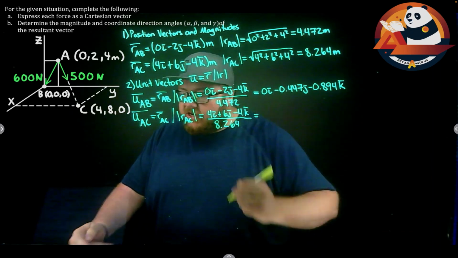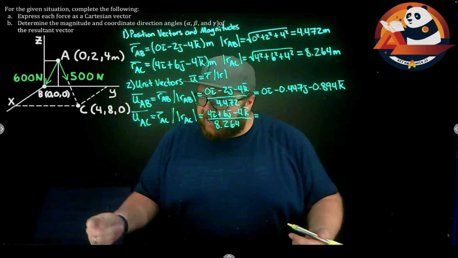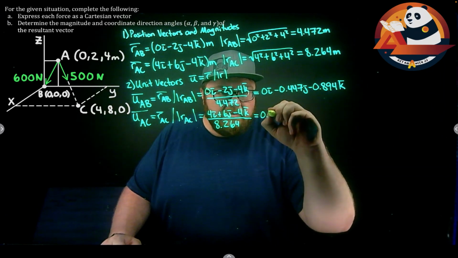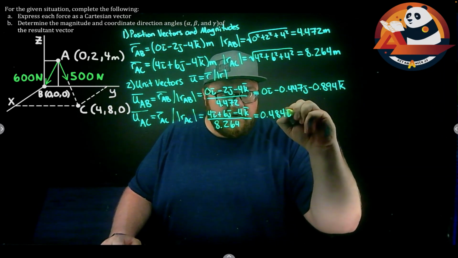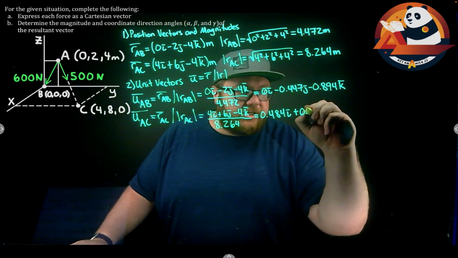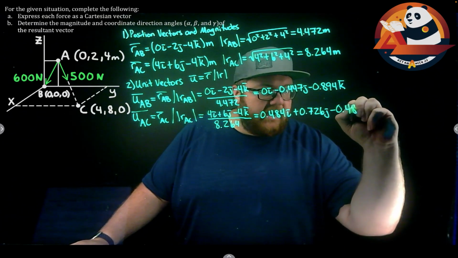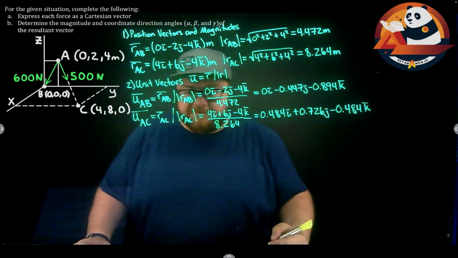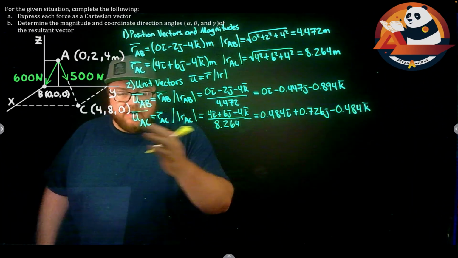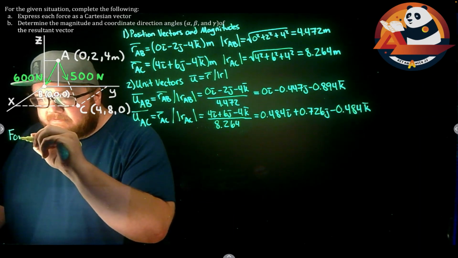The meters on top will cancel the meters on the bottom, giving me a unitless unit vector, which is 0.484I plus 0.726J minus 0.484K. That tackles my unit vector step. From here, I can work towards a force vector. So come over on the side and say, let's get our force vectors.